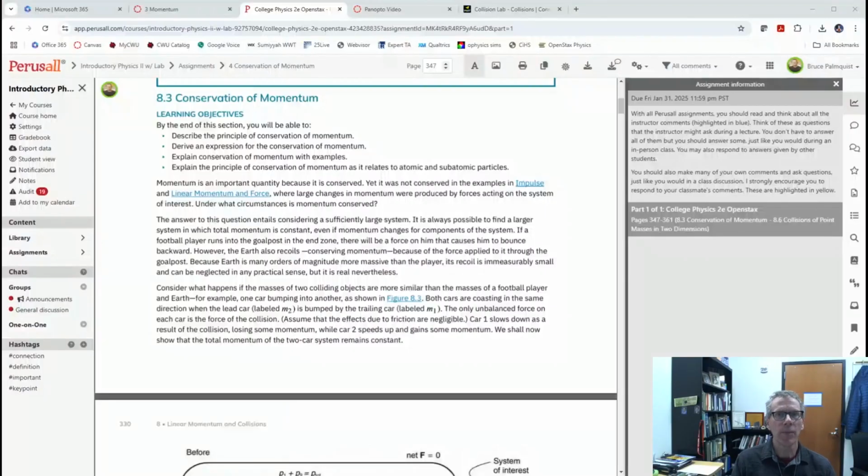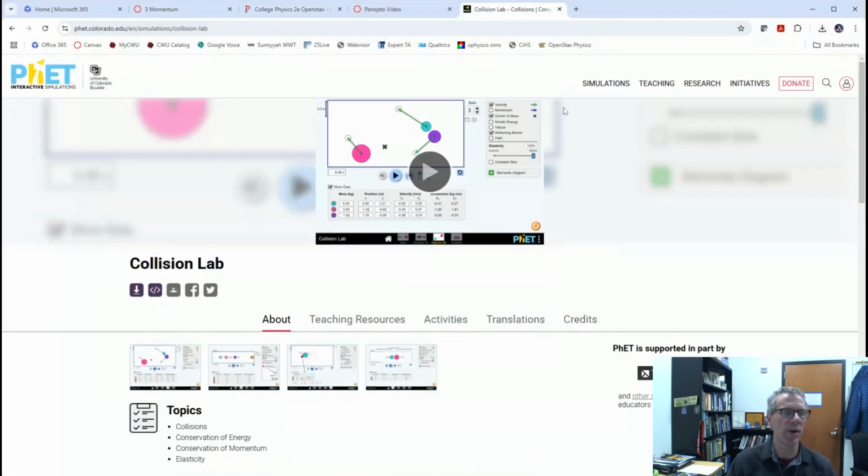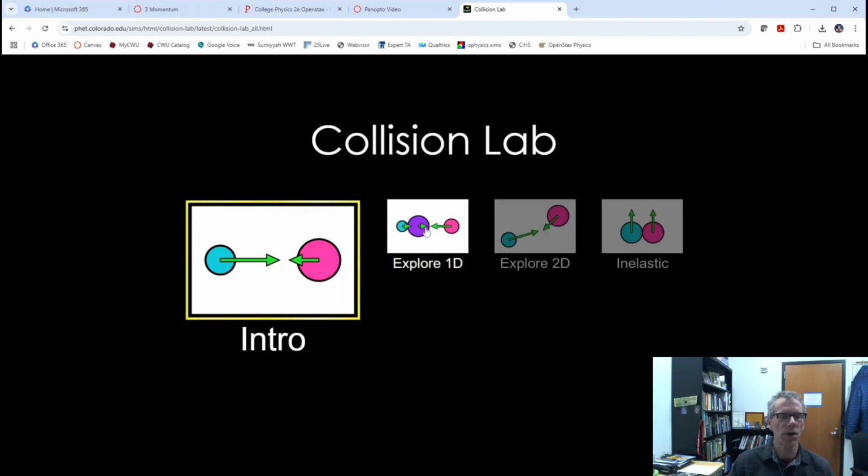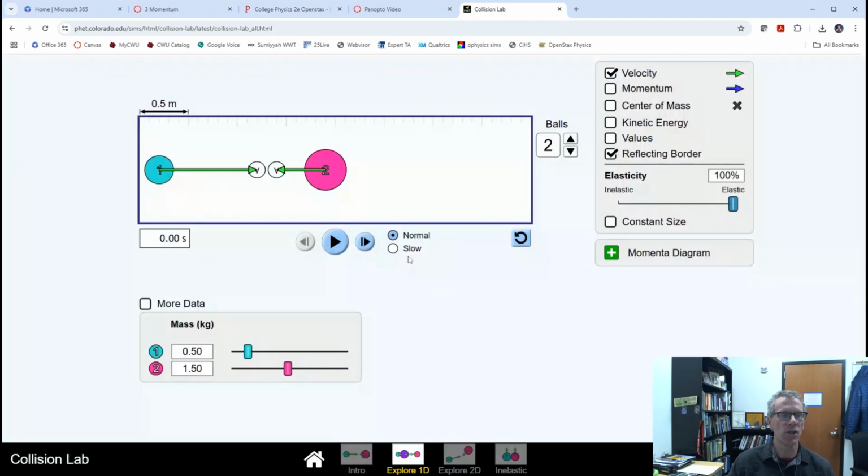Hello, I'd like to take a little bit of time to talk about and show you some conceptual information, a little simulation demonstration relating to momentum and collisions, so conservation of momentum primarily. So I'm going to the PhET Collision Lab. Click on that, and we're going to explore one-dimensional motion.